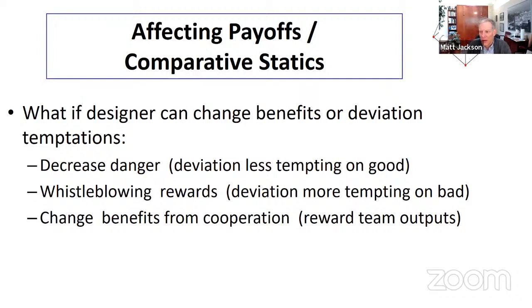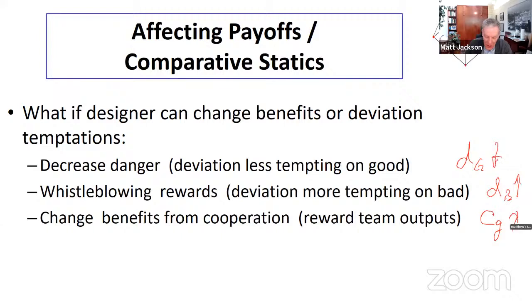So we could try to give them overall changes. This would be changing the cooperation payoffs. This would be trying to change the good payoff deviation temptation. Here we're trying to increase the temptation to deviate on the bad. Here we're trying to decrease the temptation to deviate on the good.